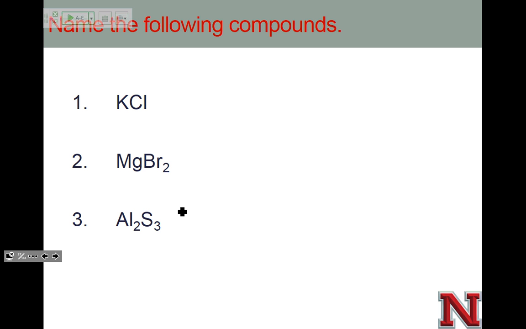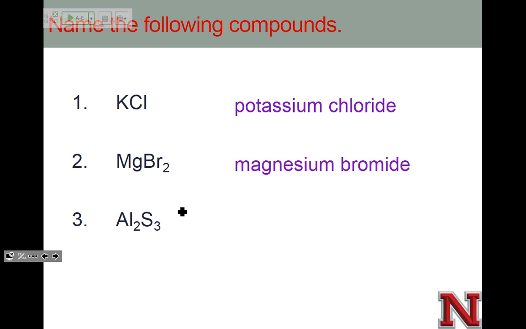If we look at this one, we have potassium and chlorine. Potassium is a main group element, so it's potassium chloride. Magnesium and bromine. Magnesium is a main group element, so it's magnesium bromide. Aluminum and sulfur. Again, aluminum is a main group element, so it is aluminum sulfide. You should be able to read a name and draw the compound in the right empirical formula. You should be able to take the compound and write the name. You should be able to do both.